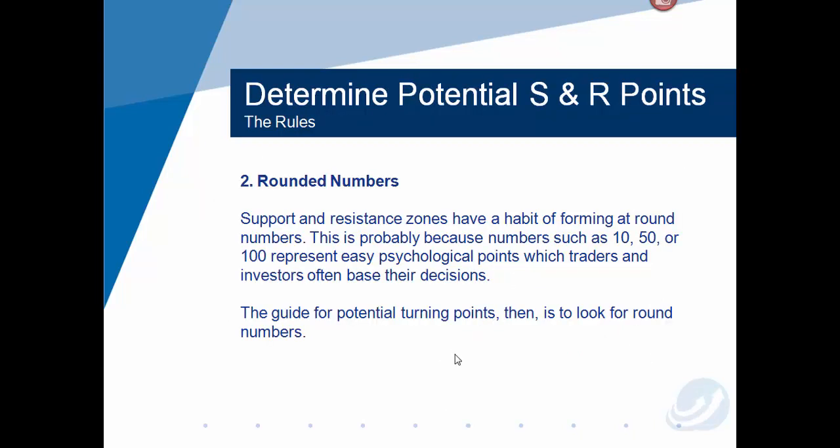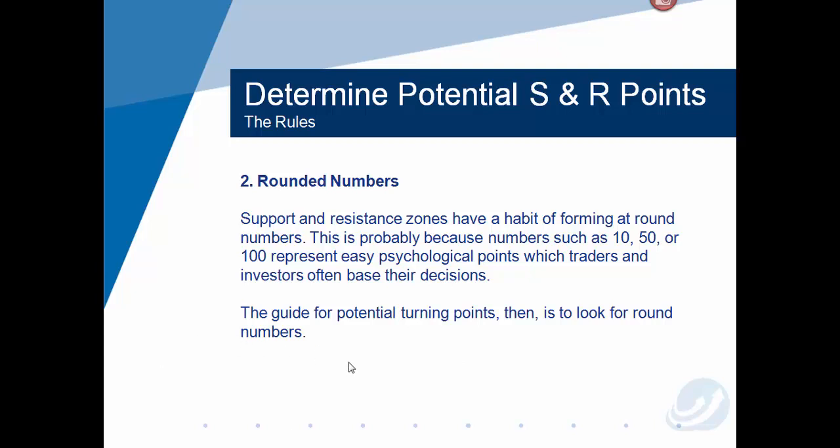So next rule is our rounded numbers. Support and resistance zones have a habit of forming at rounded numbers. Now, these rounded numbers are considered to be psychological levels, because these are levels that the institutional traders look at. And we don't look at these levels in isolation either. We look at these levels in conjunction with other indicators on our chart.